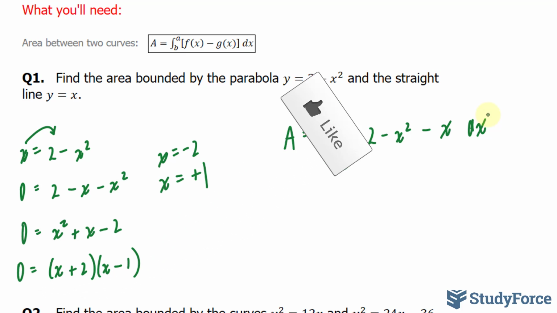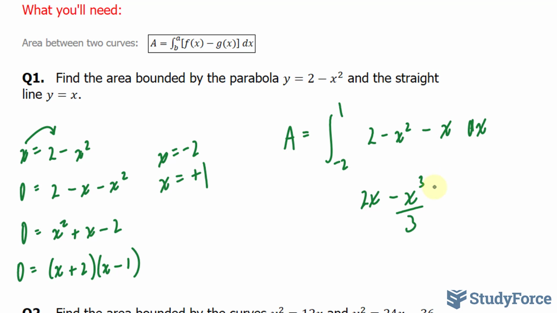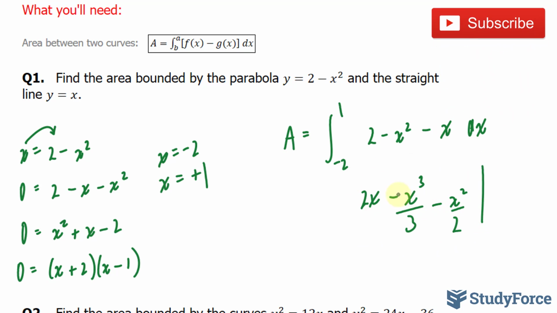By taking the integral of this function, I've found the area bounded between these two. Let's go ahead and do that. The integral of this term is easy. It's 2x. The integral of this term is minus x to the power of 3 over 3. And this is minus x squared over 2. And now I'll evaluate this at the upper bound first and then at the lower bound.